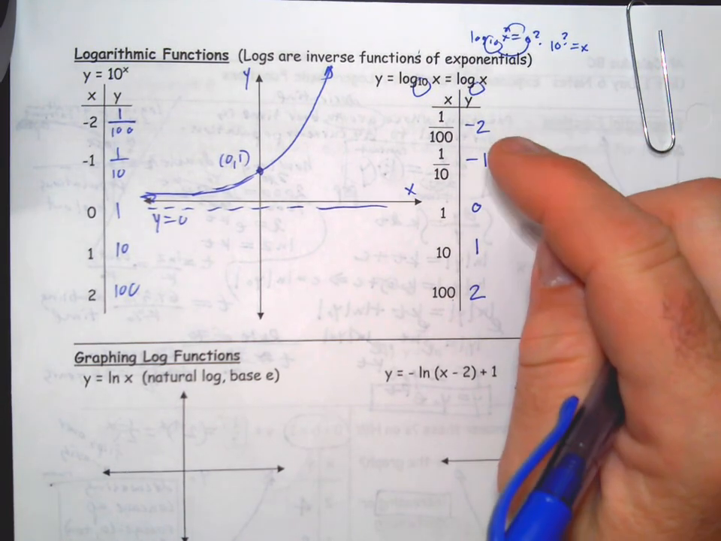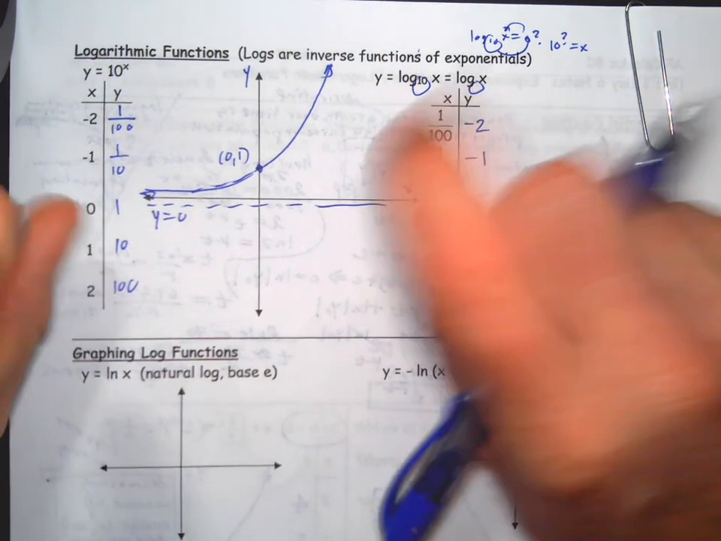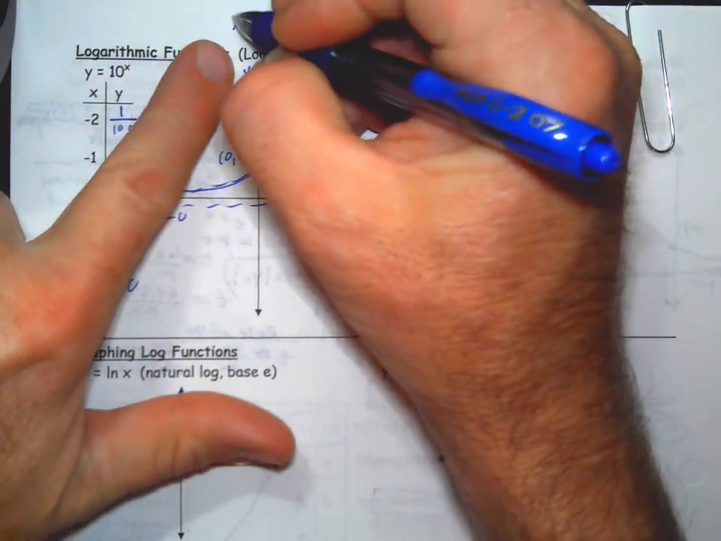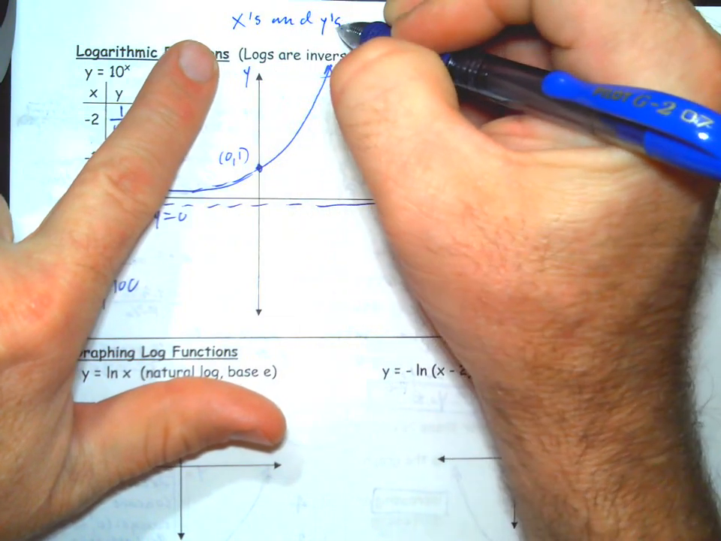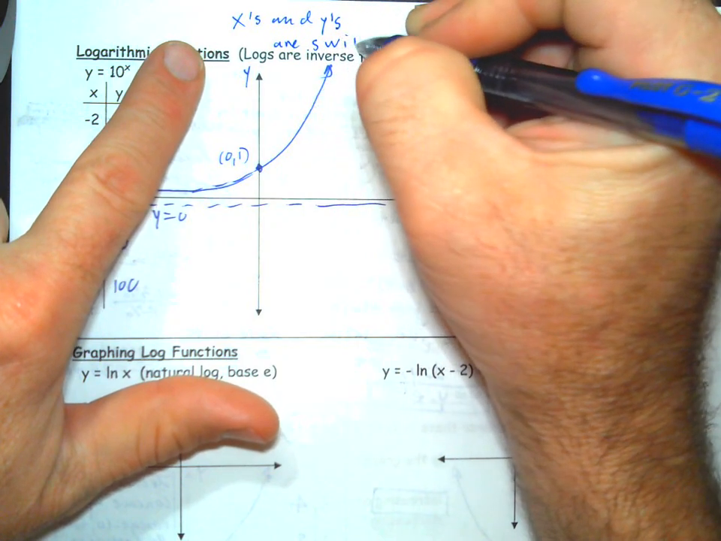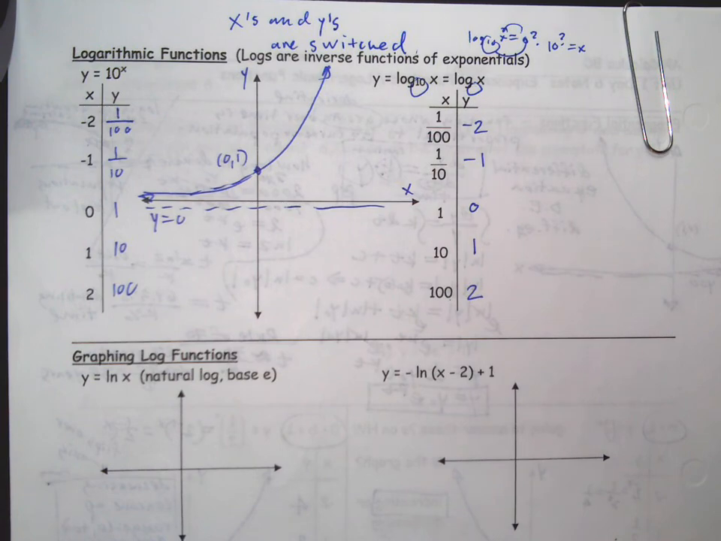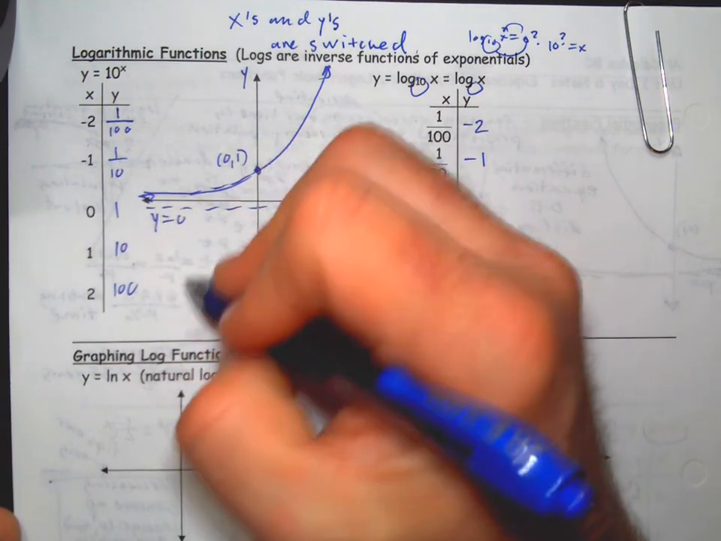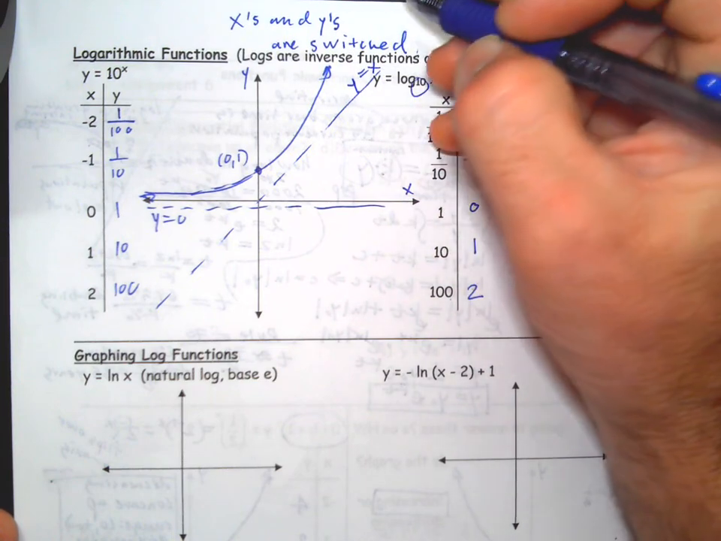Now, the interesting thing you might see right here is that I have all the same values, but the x's and y's are switched, which is something that always happens with inverse functions. The x's and y's get switched. It's actually something we use to find inverse functions. Now, visually, what happens when you switch x's and y's, it's like reflecting across y equals x.